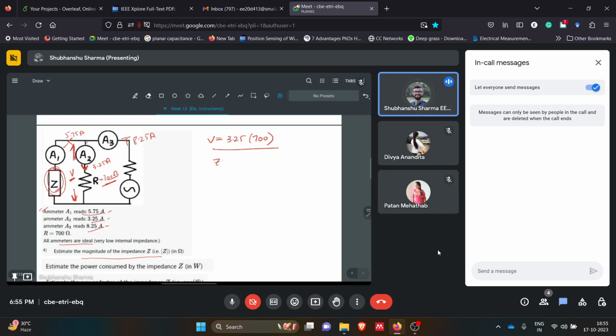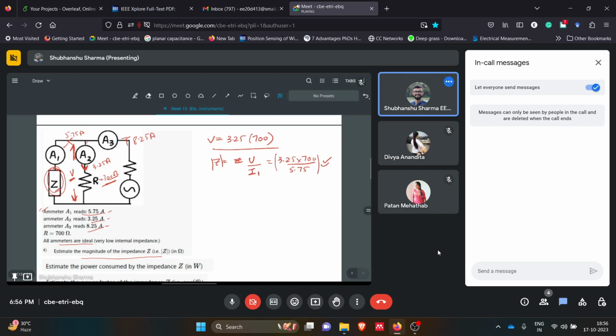So what will be Z? Z will be the voltage drop across that branch, V, divided by the current through that branch, that is I1. So it will be 3.25 times 700 divided by what? I1 is 5.7. So you will get Z. This is the magnitude of this Z. Okay, this is one thing.